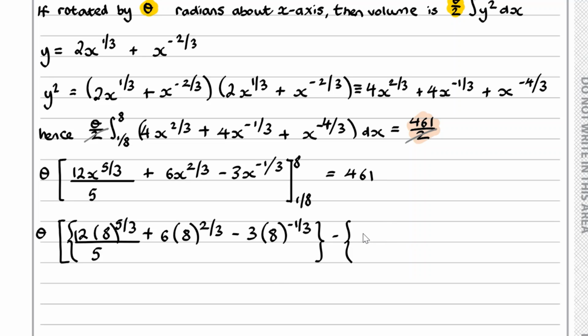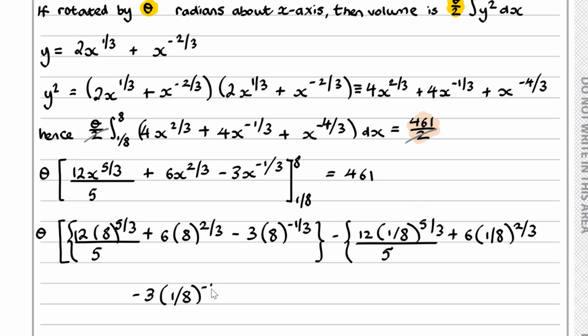And for the lower limit, we have 12 lots of 1/8 to the power of 5/3 over 5 plus 6 lots of 1/8 to the power of 2/3 minus 3 lots of 1/8 to the power of minus 1/3. So this is what we have for our lower limit, and then we close the brackets, and this is equal to 461.